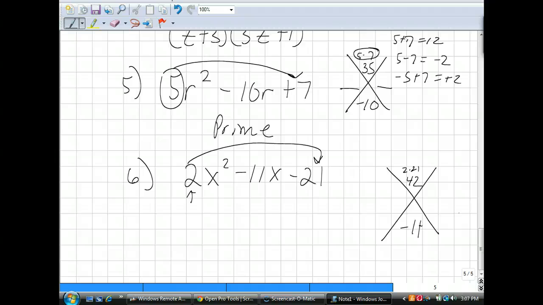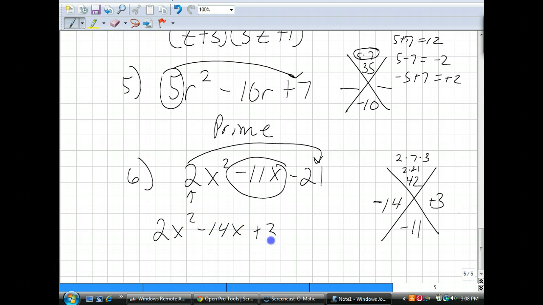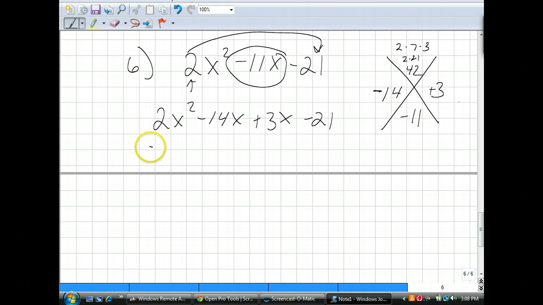Now sometimes it takes a while, sometimes you have to break it down. 2 times 7 is 14, and 14 and 3 have a difference of 11. So let's try 14 and 3. And which one needs to be negative? This one does. Now, what do I do next? Think to yourself, what would be the next step? Correct. We replace this with what it came from. Then the next step, what would that be? Right, you group.